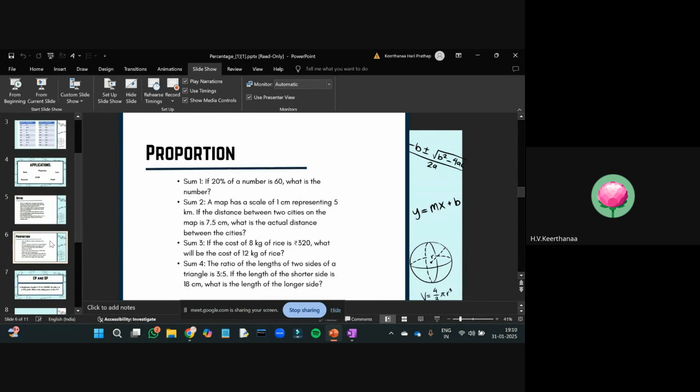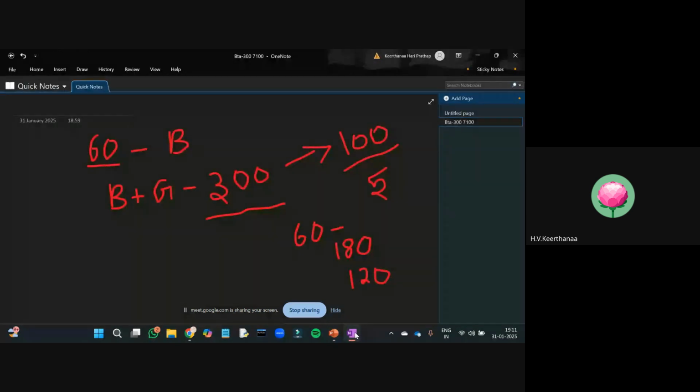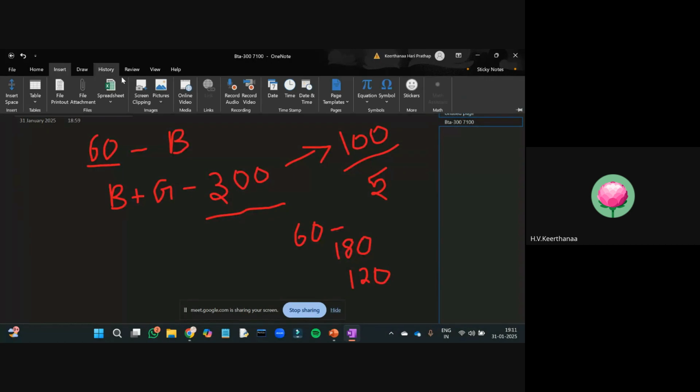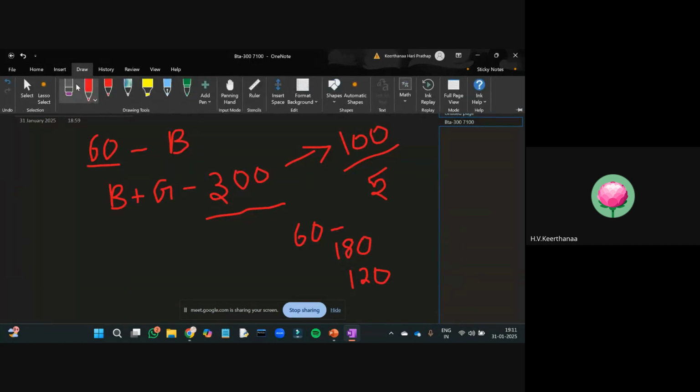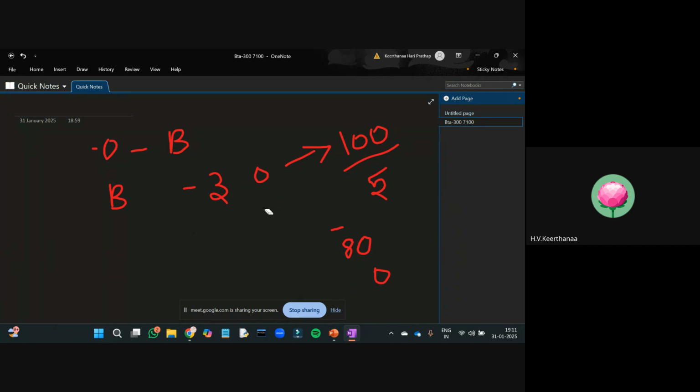Now if you want to look at proportion, it is the same thing. Proportion is an updated version of ratio, where you don't compare just two quantities but more than two quantities, and you understand relationships in proportion. We look at the first question because it involves a percentage. If 20% of a number is 60, what is the number? It's a pretty straightforward question. Let's clear this off.